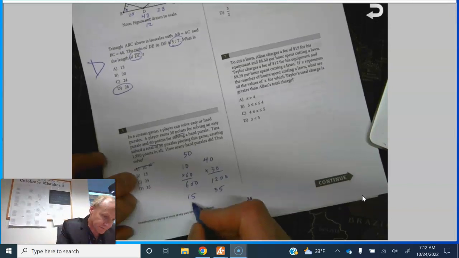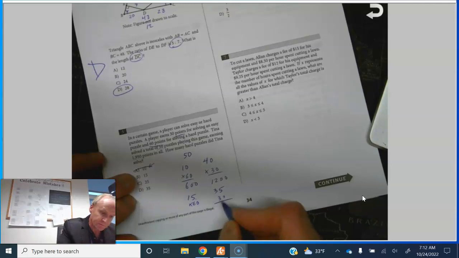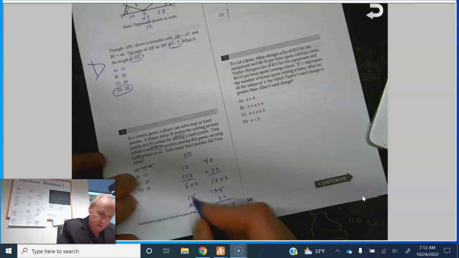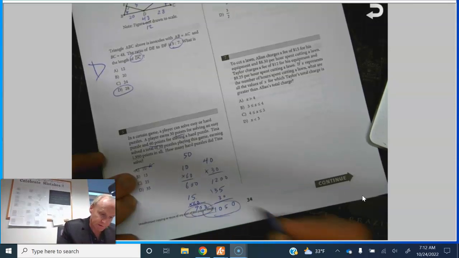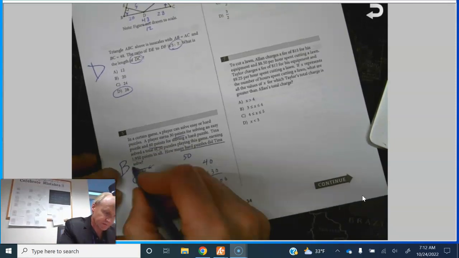The hard puzzles are worth 60, and these are worth 30. And it looks like we have 35 times 30 is 1,050, and 60 times 15 is 900, and that's 1950 points. So it's B, because we want to know hard puzzles.